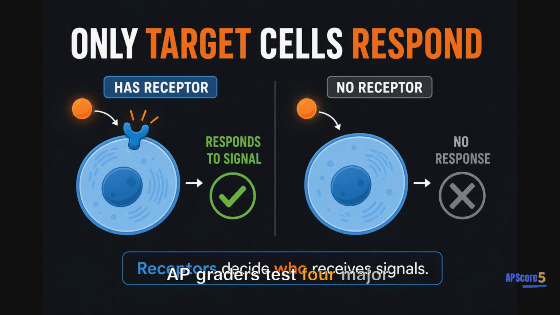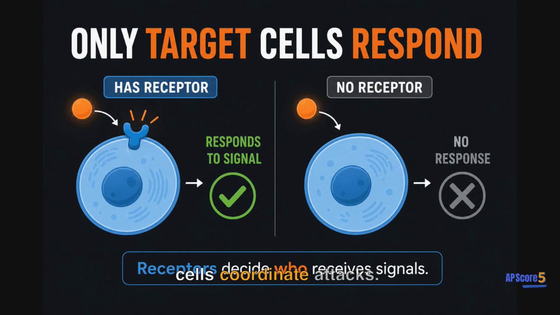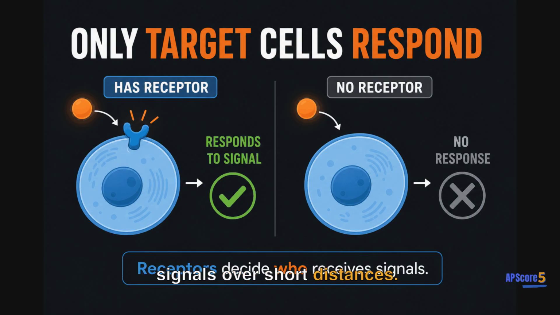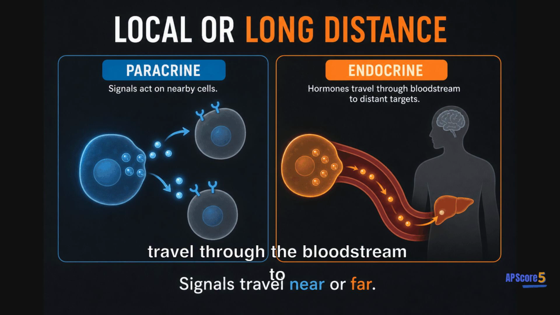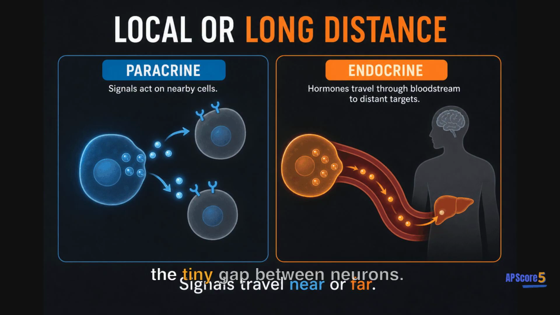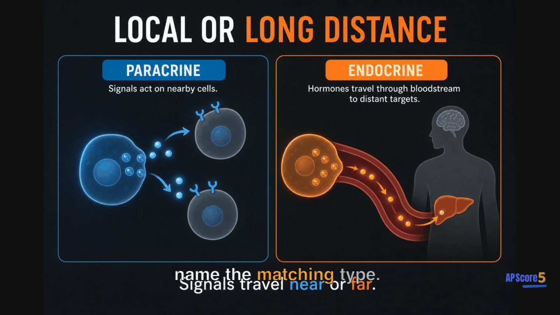AP graders test 4 major signaling types, and you should be able to name them by distance. Direct contact happens when 2 cells physically touch, often through gap junctions or membrane proteins, and this is how immune cells coordinate attacks. Local signaling, called paracrine, lets nearby cells communicate through diffusing signals over short distances. Long-distance signaling uses hormones that travel through the bloodstream to reach distant tissues. Synaptic signaling fires neurotransmitters across the tiny gap between neurons. When the prompt mentions distance, name the matching type.